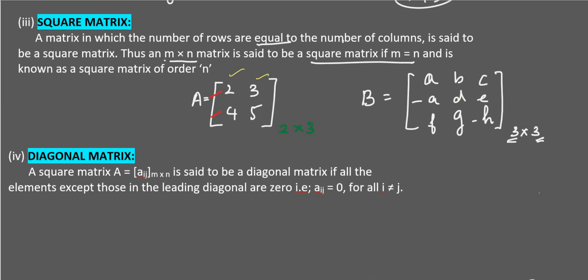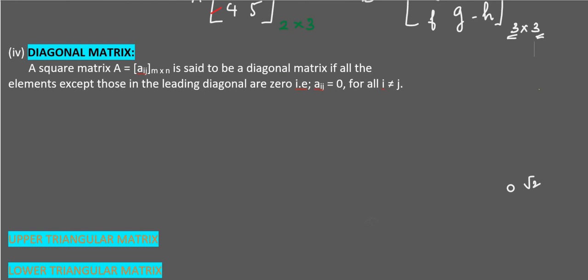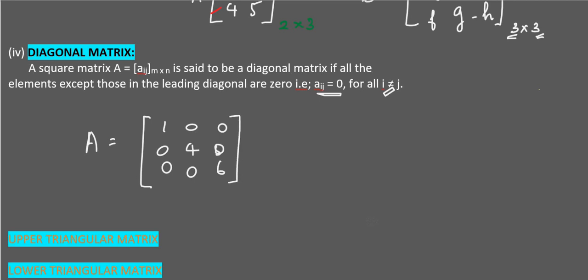Next, coming to the diagonal matrix. What is a diagonal matrix? A square matrix is said to be a diagonal matrix if all the elements except those in the leading diagonal are 0. Aij is equal to 0 for all i not equal to j. For example, I take a matrix A is equal to 1, 0, 0, 0, 4, 5, 0, 4, 0, 0, 0, 6. Now here in this matrix, except the diagonal elements, the remaining elements are all 0, and therefore it is called a diagonal matrix.